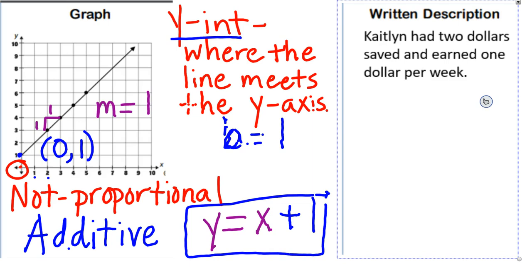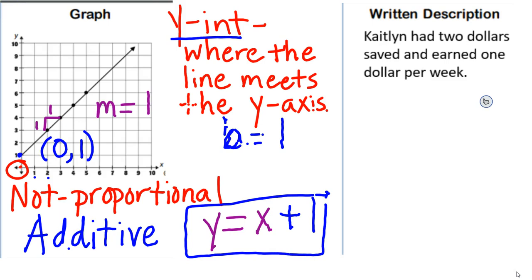Okay, let's look at a written description. This is kind of like going back to the cookie problem. So for this problem, we're going to say Caitlin had $2 saved and she earned $1 per week. Sometimes it's going to be difficult to figure out, so when we have a written description, sometimes it's helpful to make a table and see what's going on so that we can come up with our equation and our y-intercept. So what this is telling me is that Caitlin had $2 saved and she earned $1 per week. So I'm going to start with a table.